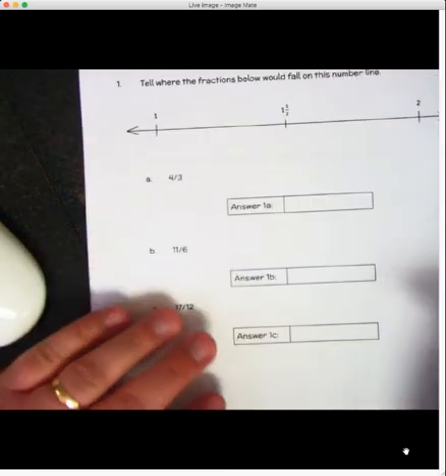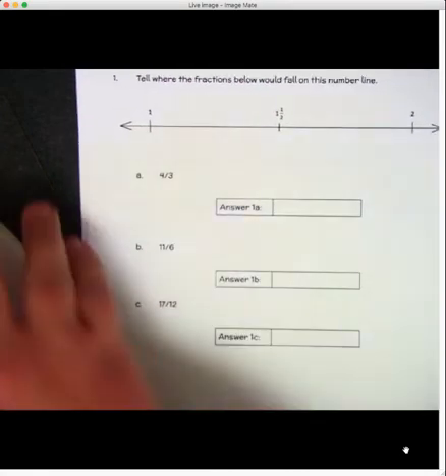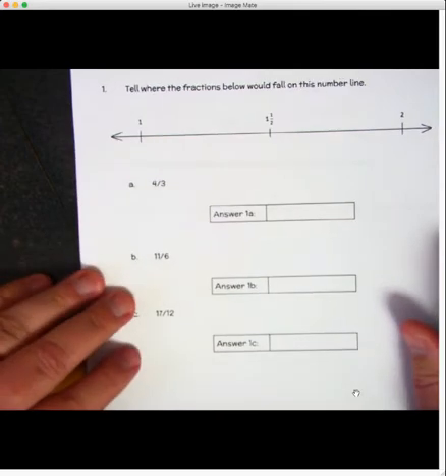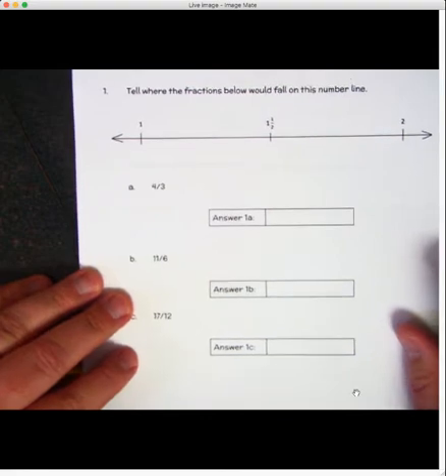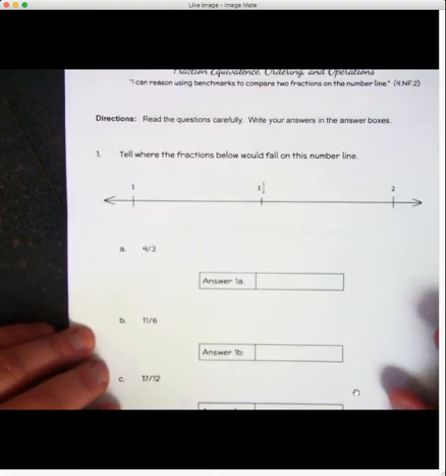Okay, guys. Well, as you saw in Mr. Walker's lesson, I would love to tell you this is easy today, but this is a little complicated. So what we're doing today is we're using reasoning by looking at benchmark fractions to compare fractions on a number line is what our standard is today.